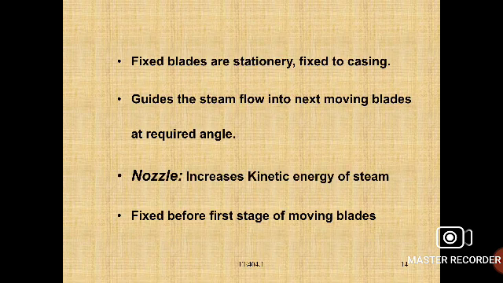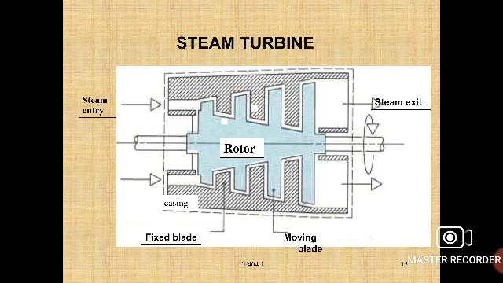Fixed blades are stationary, fixed to the casing, and they guide the steam flow into the next moving blades at the required angle. The next one is the nozzle, which increases the kinetic energy of steam, fixed before the first stage of moving blades. So this is the picture of a steam power plant steam turbine, consisting of a rotary shaft, moving blades, fixed blades and nozzles. Steam enters from one side and is transferred to the outside through the exit at low pressure.